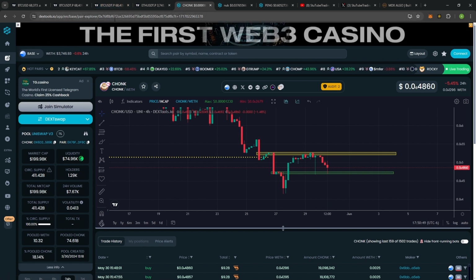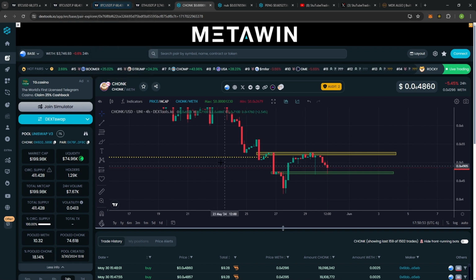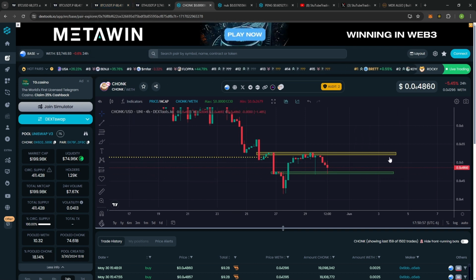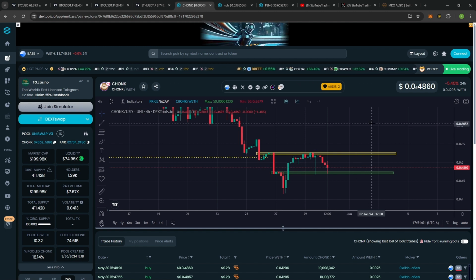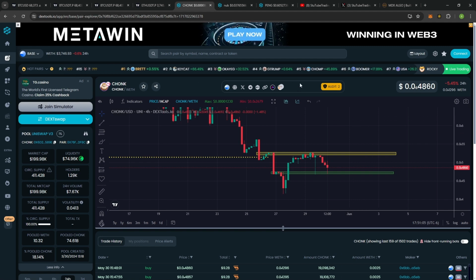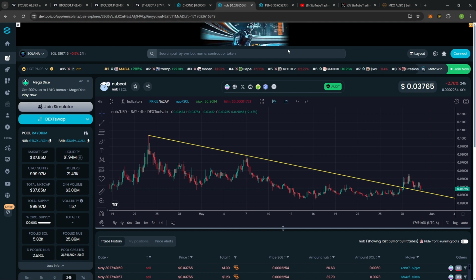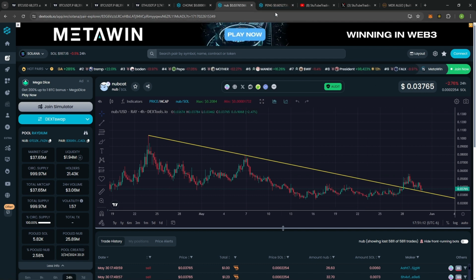The name of this one was Chonk. It's on the Base network, so I actually got it on Uniswap on the Base network. Nub is a Solana one. That was on my Phantom wallet.